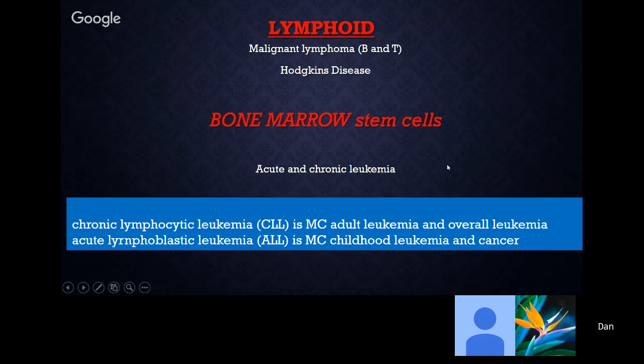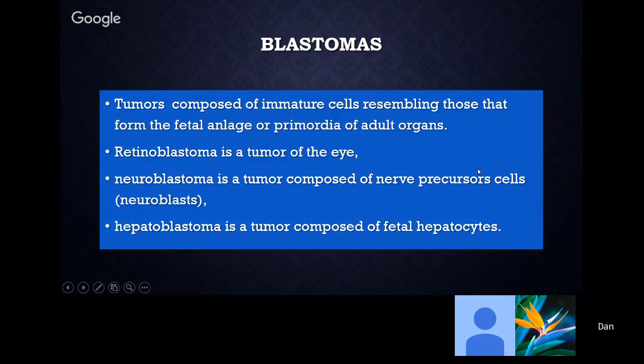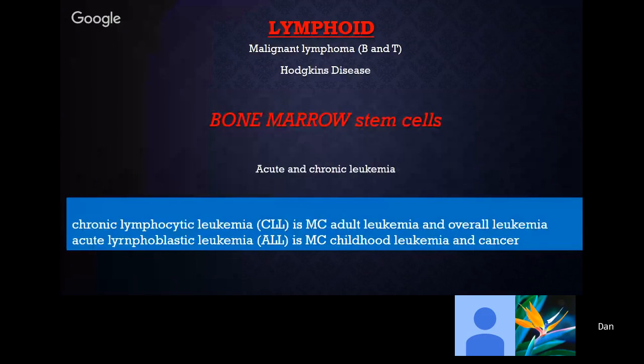But for the kids, acute lymphoblastic leukemia is the most common. And for the adult, it is going to be chronic lymphocytic leukemia that is the most common. So remember, for the USMLE, you need to know what is the most common, absolutely. Most common, most common, most common, and then you go to the least common type.